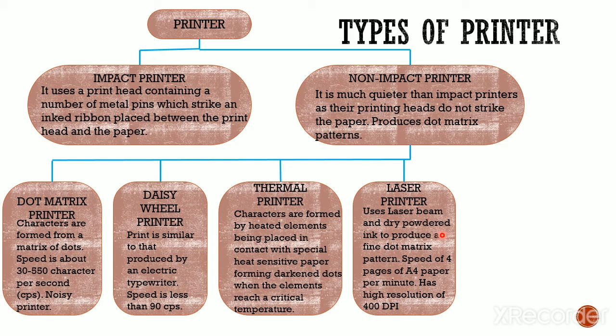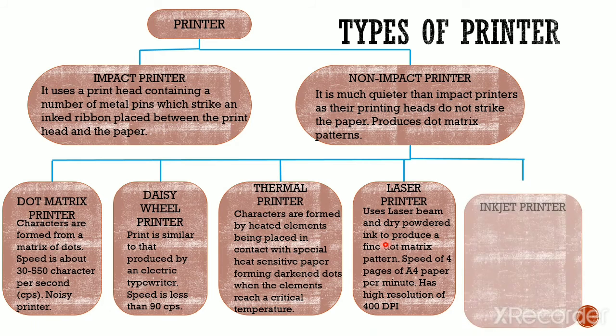It uses laser beams and dark powdered ink to produce a fine dot matrix pattern. This is also a dot matrix pattern, but it is produced by a laser beam which falls on a dry powdered ink. This is not a liquid ink, this is a dry powdered ink that is in the cartridges. Speed is about 4 pages of A4 paper per minute. It can print up to 4 pages in a minute. It has a high resolution of 400 dots per inch. So 400 dots per inch resolution will be given by the laser printer.